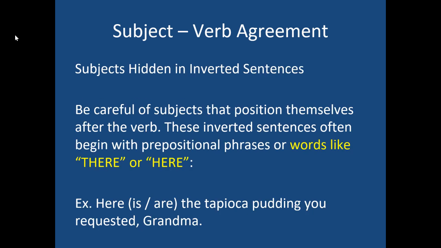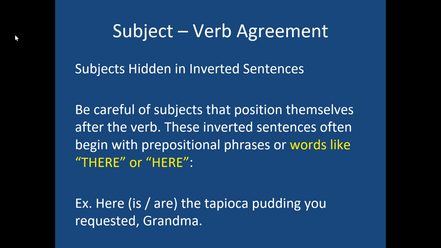Next, be careful of subjects that are hidden in inverted sentences. So the SAT loves hiding the subject on you. So oftentimes that subject can position itself after the verb. And so inverted sentences oftentimes will begin with a prepositional phrase, or they'll even begin with words like here or there. Let me show you an example of that first.